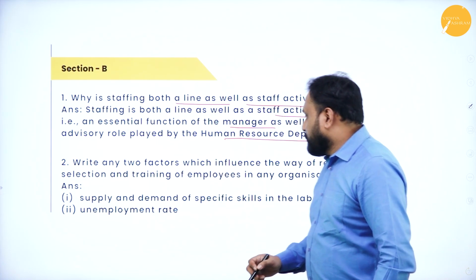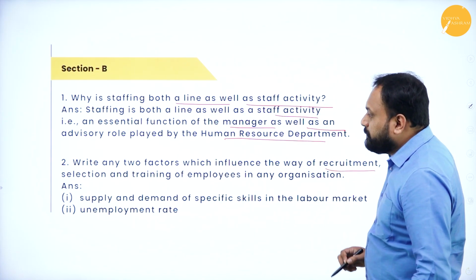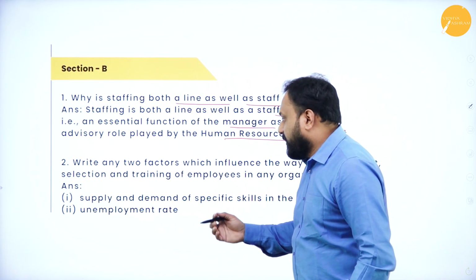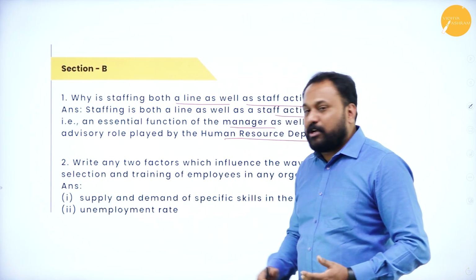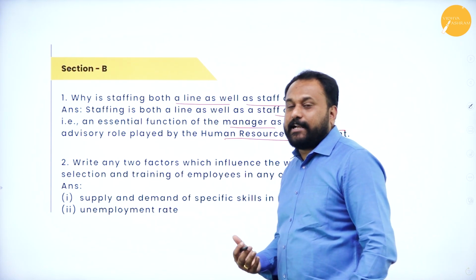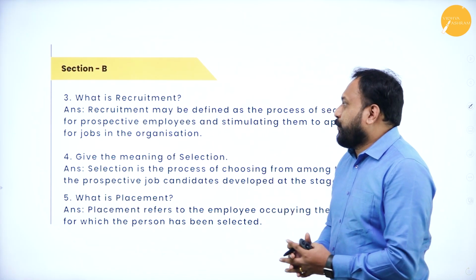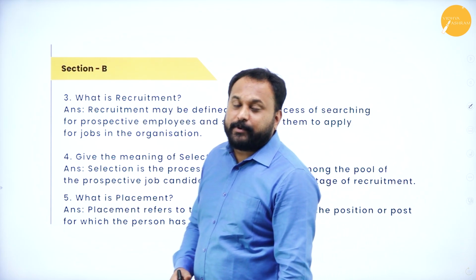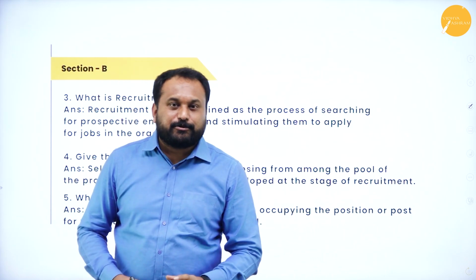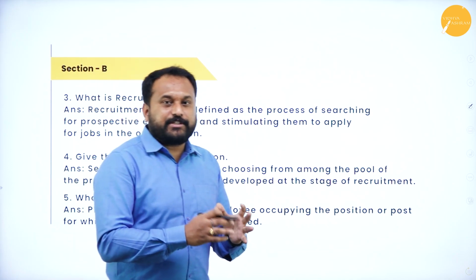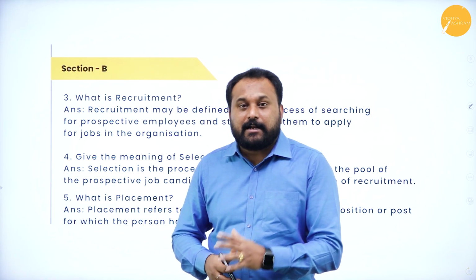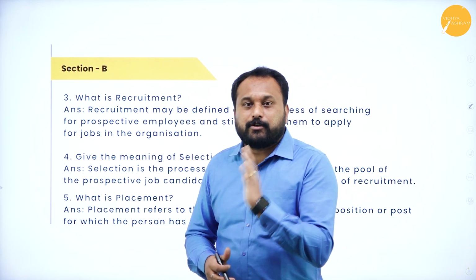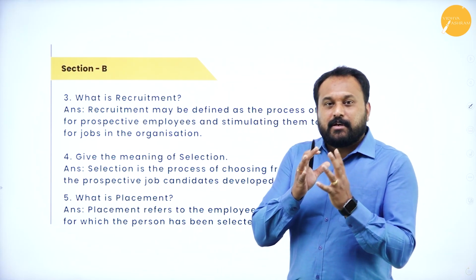Write any 2 factors which influence recruitment, selection and training. Any 2 factors you can write: supply and demand, the unemployment rate, any of these 2, and you will get 2 marks. The third question we have is, what is recruitment? I told you what exactly you are supposed to write when it comes to a 2-mark question. You need to frame more than 2 to 3 sentences, and that is how you will fetch 2 on 2.